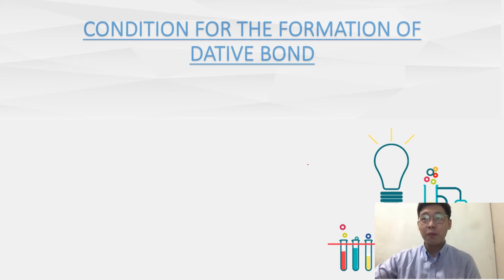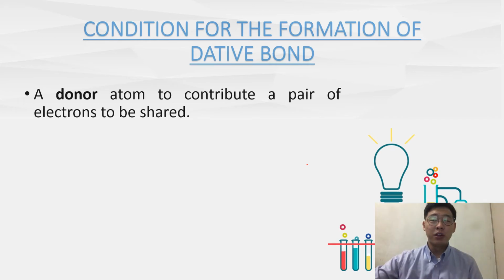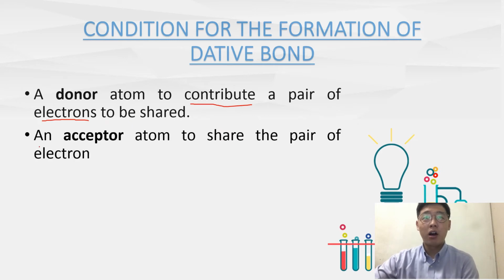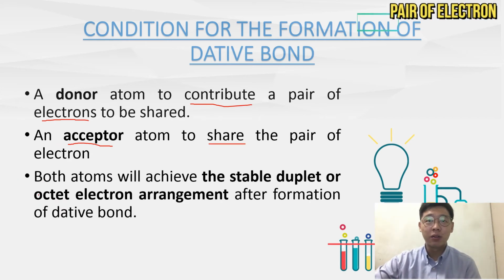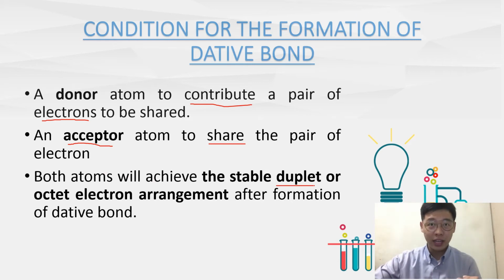The conditions for the forming of the dative bond are, first, we need a donor atom to contribute a pair of electrons to be shared. The keyword here is contribute. Next, an acceptor atom to accept the shared pair of electrons. And next, both atoms will achieve a stable doublet or octet electron arrangement after the formation of the dative bond. Next, I will give you one example.